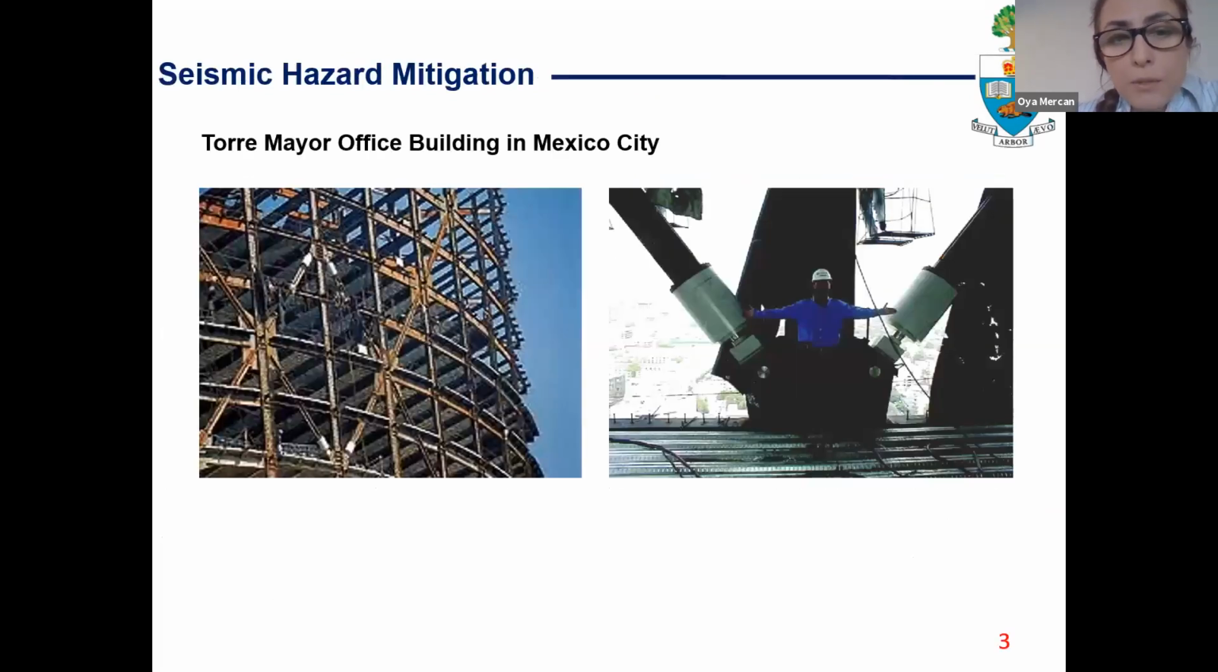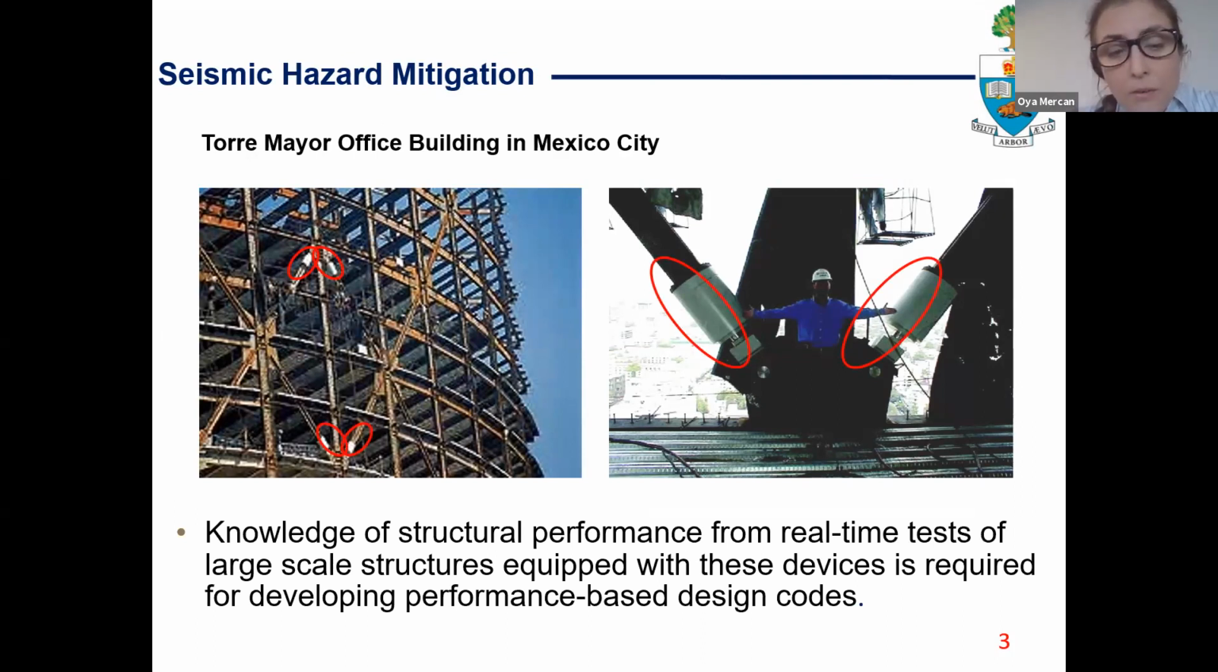Here is an example of a seismic protective system. This is Torre Mayor office building in Mexico City. These large dampers during an earthquake will dissipate energy and mitigate the damage to the structural and non-structural components. Knowledge of structural performance from real-time tests of large-scale structures equipped with such devices is required for developing performance-based design codes to enable widespread use of such devices. And real-time hybrid simulation is an ideal test method to address this need.